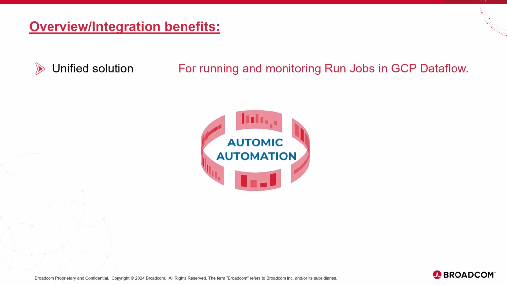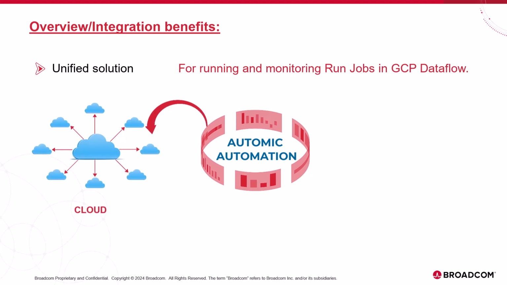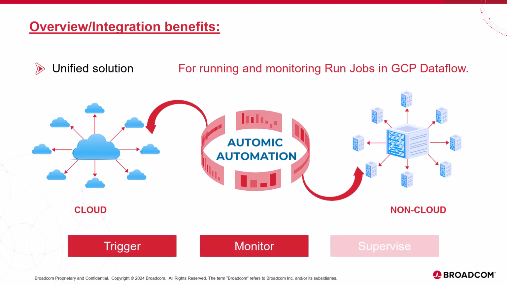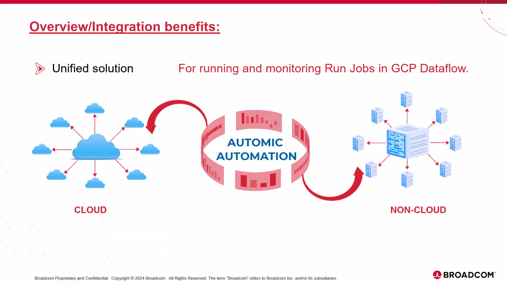Automic Automation plays a central role in orchestrating operations across multiple environments, including the cloud. Automic Automation synchronizes these processes with other, non-cloud operations. By integrating GCP Dataflow, we can configure process automation centrally in Automic Automation and then trigger, monitor, and supervise everything in one place. GCP Dataflow processes can then be synchronized with all other environments routinely supported by Automic Automation.